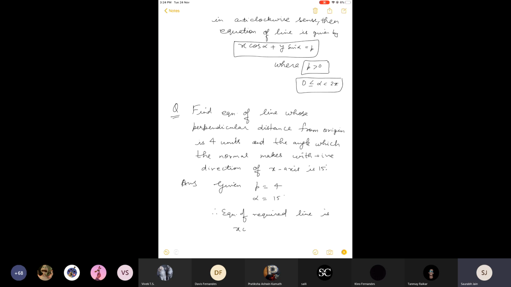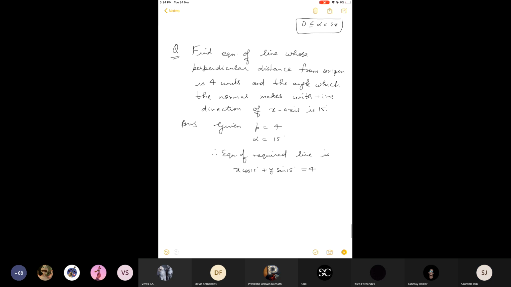x cos 15 degrees plus y sin 15 degrees equals 4. Now you are expected to write these values because you have studied their values in trigonometry. So cos 15 degrees, I am not going to tell you how we derive this value. I will write the value, that is (root 3 plus 1) by 2 root 2. Sin 15 degrees is (root 3 minus 1) by 2 root 2. This is 4. Just take the LCM and cross multiply 2 root 2 to the right hand side. This will be 8 root 2. Once again, you get a linear equation in two variables and these are their coefficients. That's it.